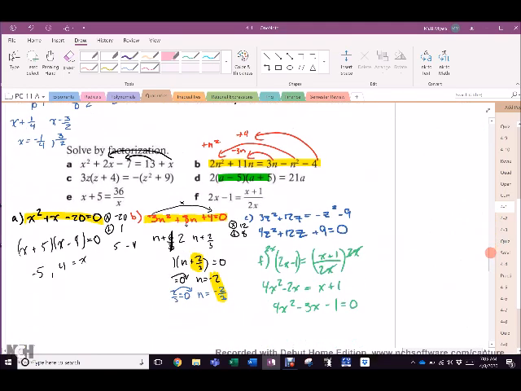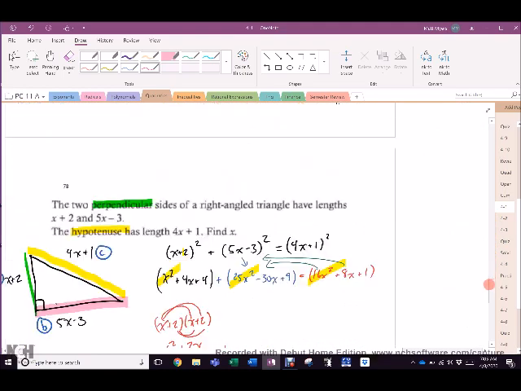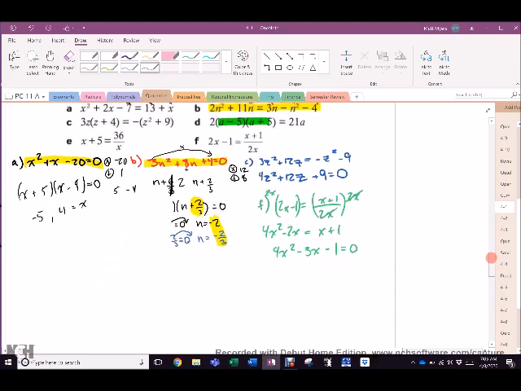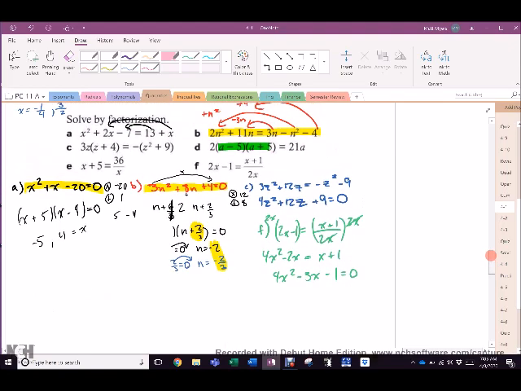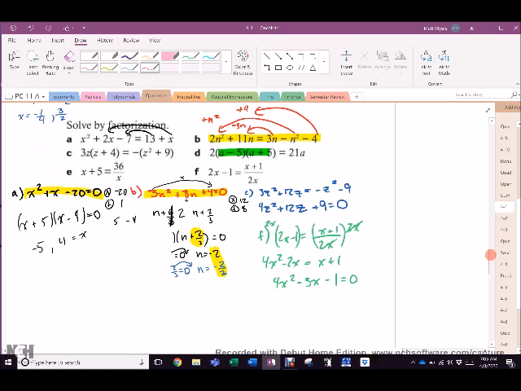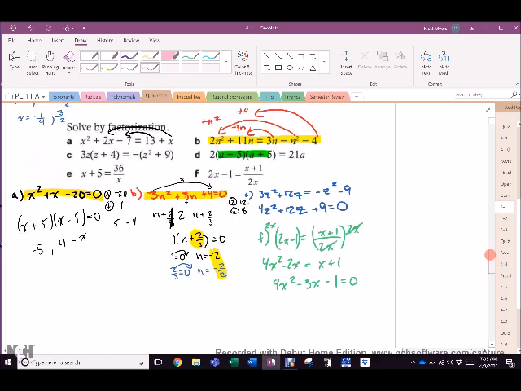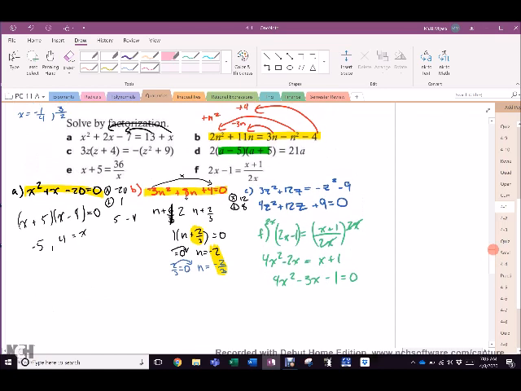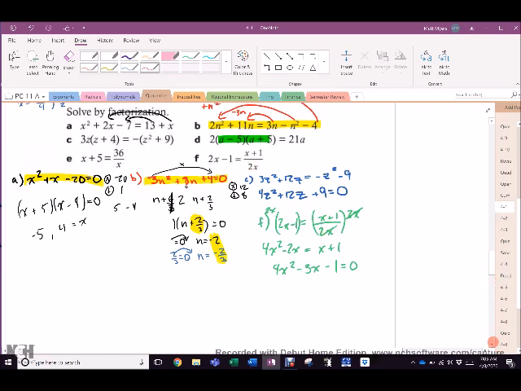Did both of those, A, B, C. I did not do D, E, and F, although there is F right there. Multiply both sides by the denominator to get rid of that. So I'll do D and E right now.